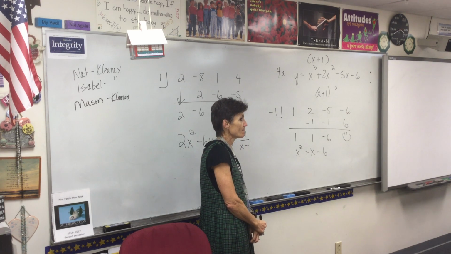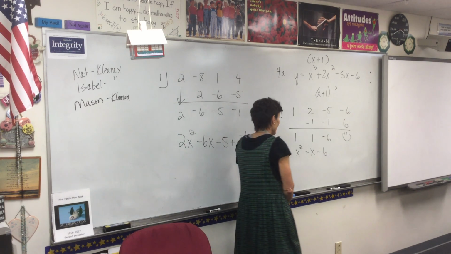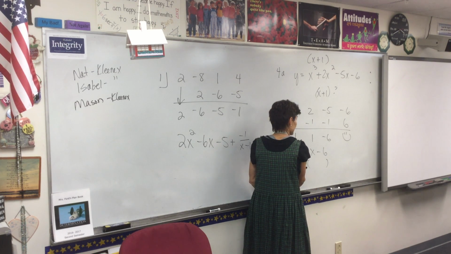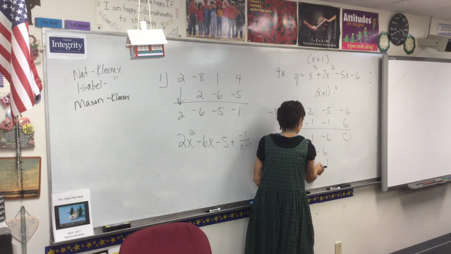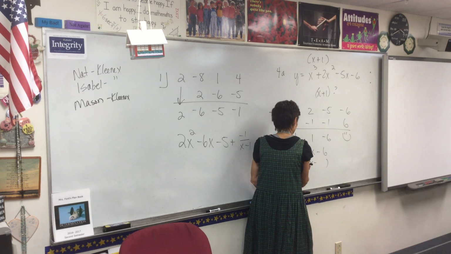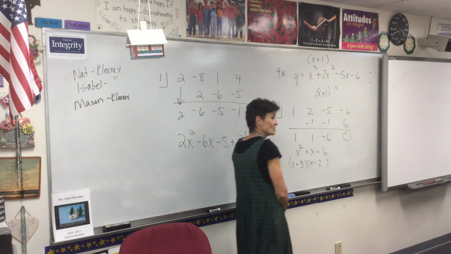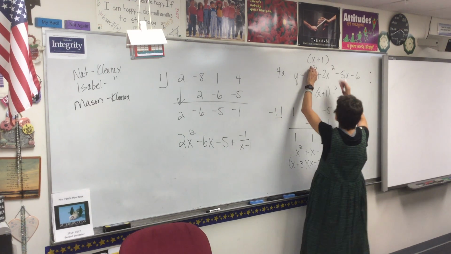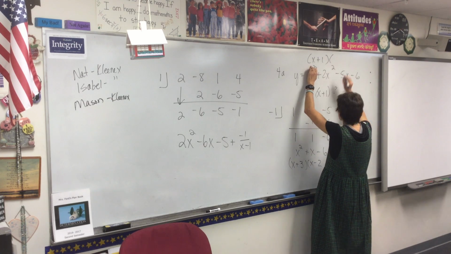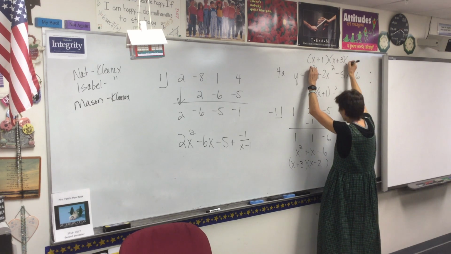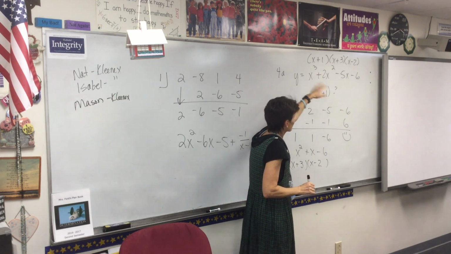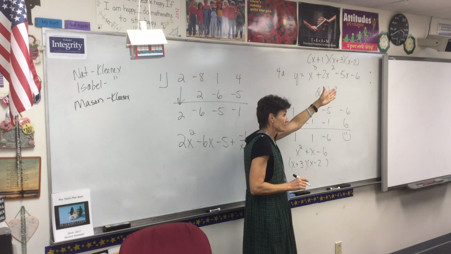Now, can I factor that? Yeah, I can. How does that factor? X plus 3, x minus 2. X plus 3, x minus 2? Yes. So there's the factor I guessed, which was x plus 1, and then there are these two others I figured out after I did the division. So now I have all 3 of my factors.